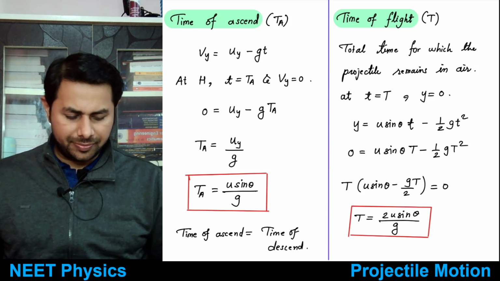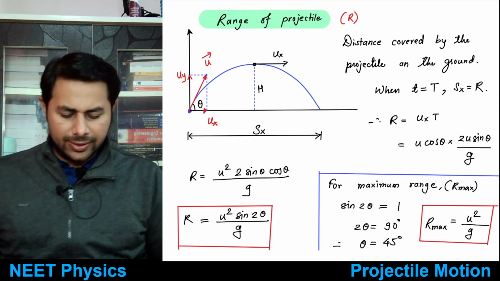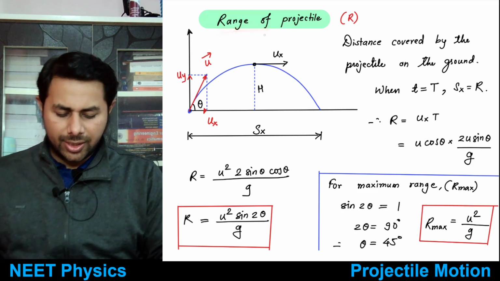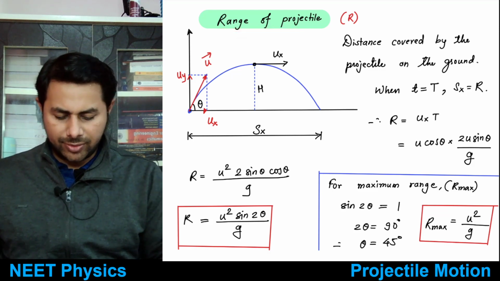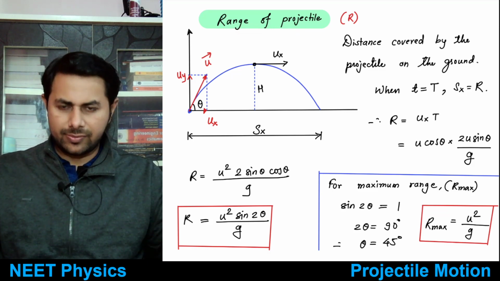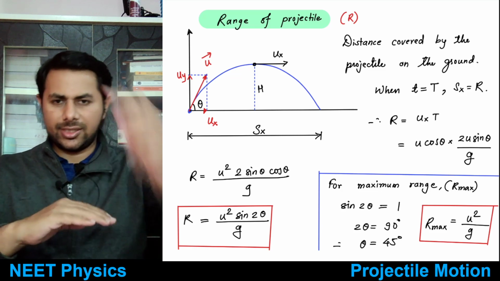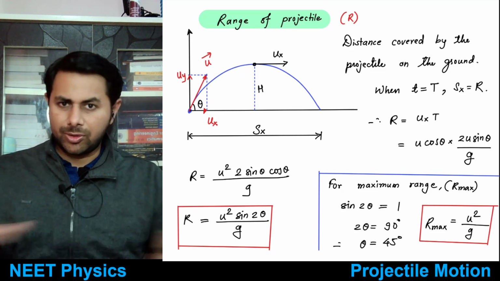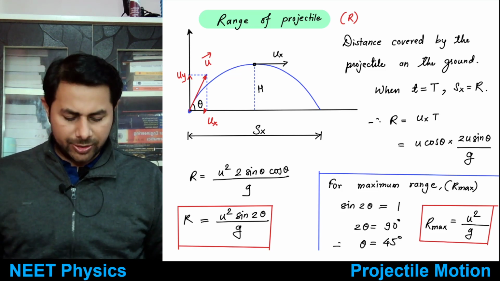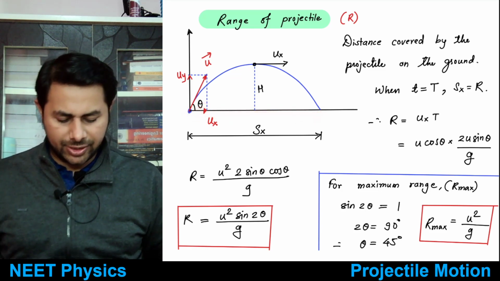Okay, good. All right, then next let's talk about the range of projectile. So what is range of projectile? The maximum horizontal distance to which the projectile goes, the horizontal distance that the projectile covers in its motion, is known as range. So this distance is called range.